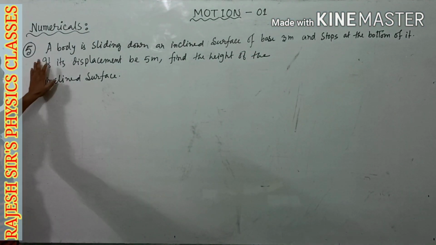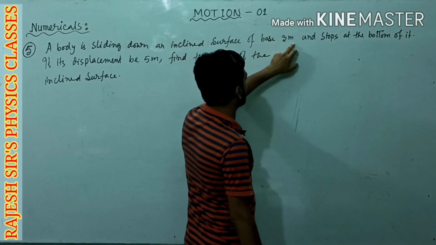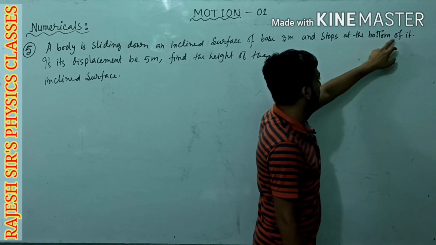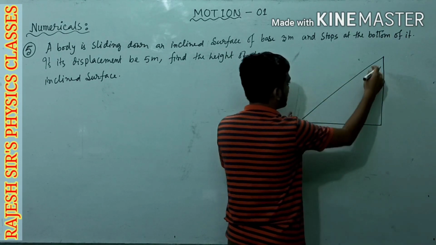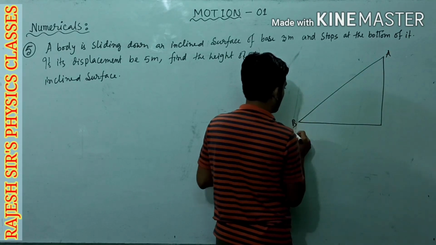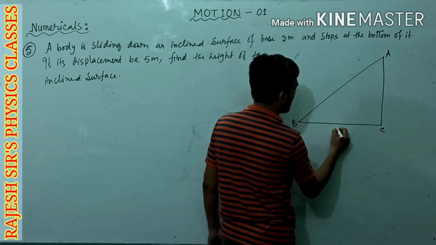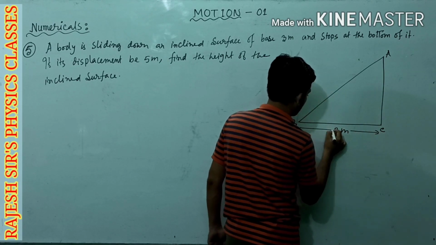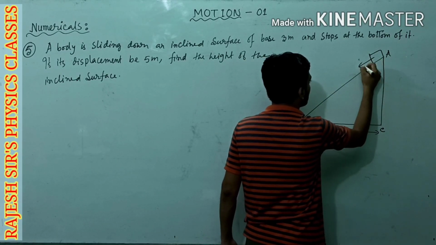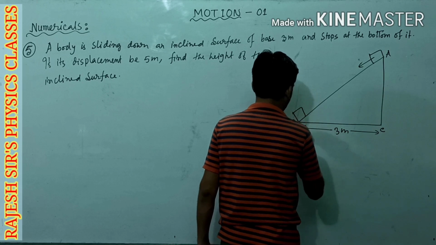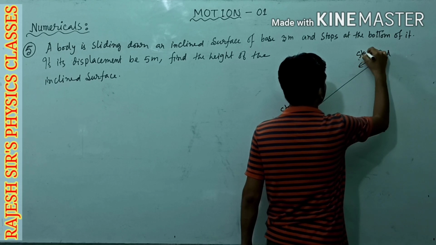In this question, it is given that a body is sliding down an inclined surface of base 3 meter and stops at the bottom of it. So we are going to consider one inclined surface. This is the inclined surface. AB is the inclined surface. BC is the base of the inclined surface. Base is given 3 meter, and the body is sliding down from the top of the inclined surface, and it stops right at the point B. So this will be the starting point.